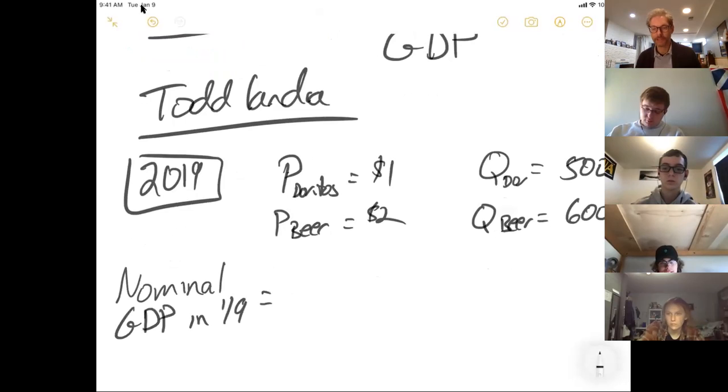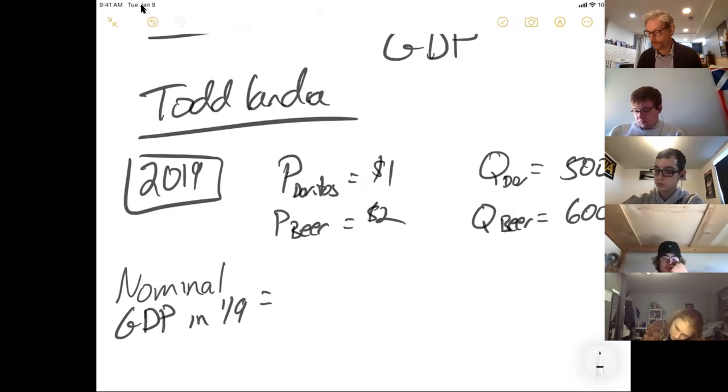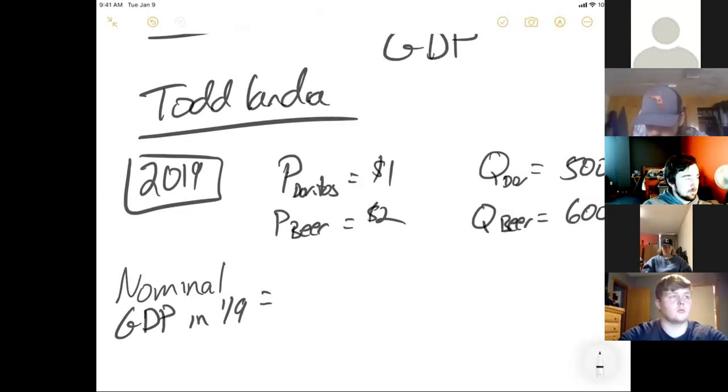Well, nominal GDP is simply the GDP that we talked about yesterday, the market value of all goods and services produced within a country over a given period of time. So who wants to help me out here? What's nominal GDP? What's the market value of all the goods and services produced within this country?